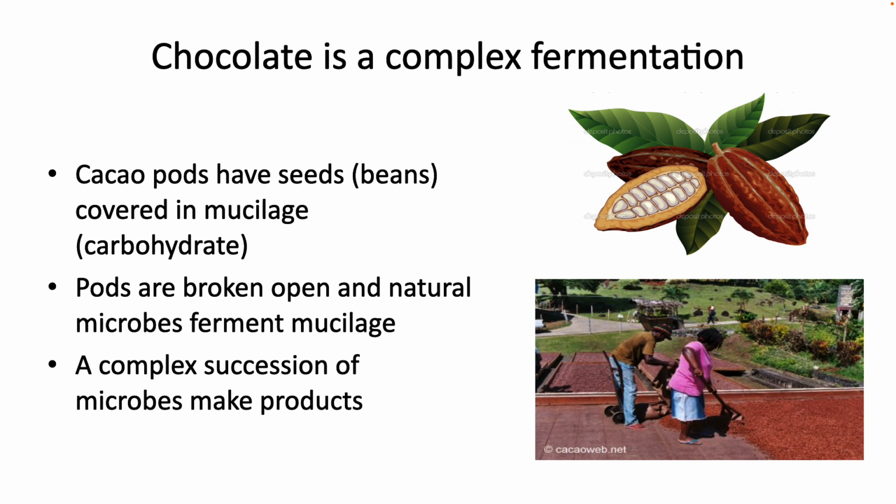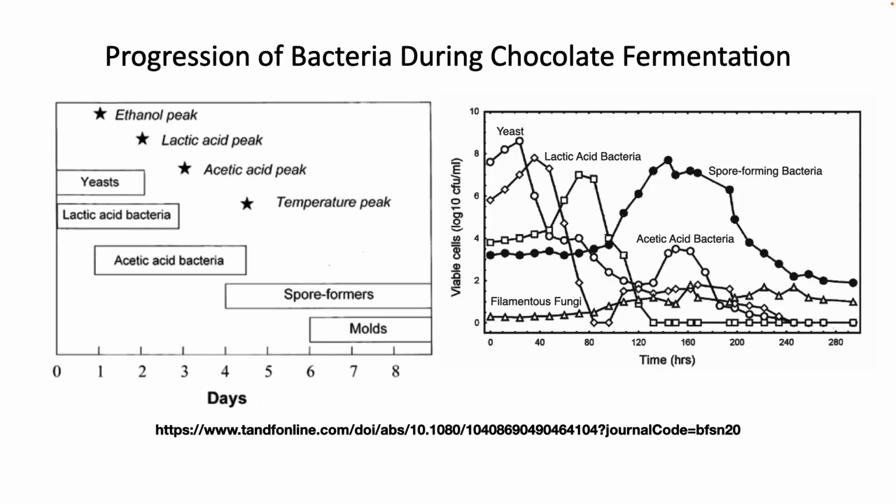Cacao pods have seeds that are covered in mucilage. The mucilage is mostly carbohydrate. Farmers will take the pods, break them open, and spread them out into shallow boxes that allow aeration and easy mixing. During fermentation, there is a complex succession of microbes. Early in chocolate fermentation, yeast ferment the sugars to ethanol, followed by lactic acid bacteria producing lactic acid. After 24 hours, acetic acid bacterial populations increase.